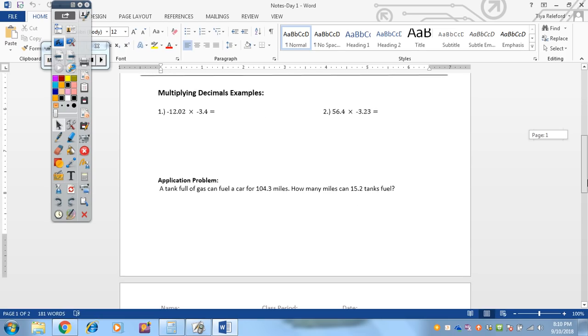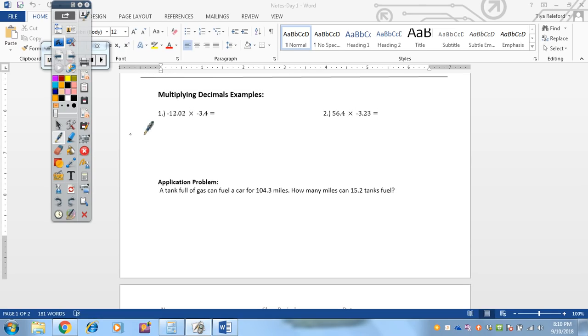All right. We're going to do some examples. So, number 1, you have written sideways here, negative 12.02 times negative 3.4. Is our answer going to be positive or negative? Well, according to tic-tac-toe, which only works for multiplying and dividing, I have 2 negatives, so my answer will be positive. You don't have to write the plus sign, but you can, if that will help you remember.